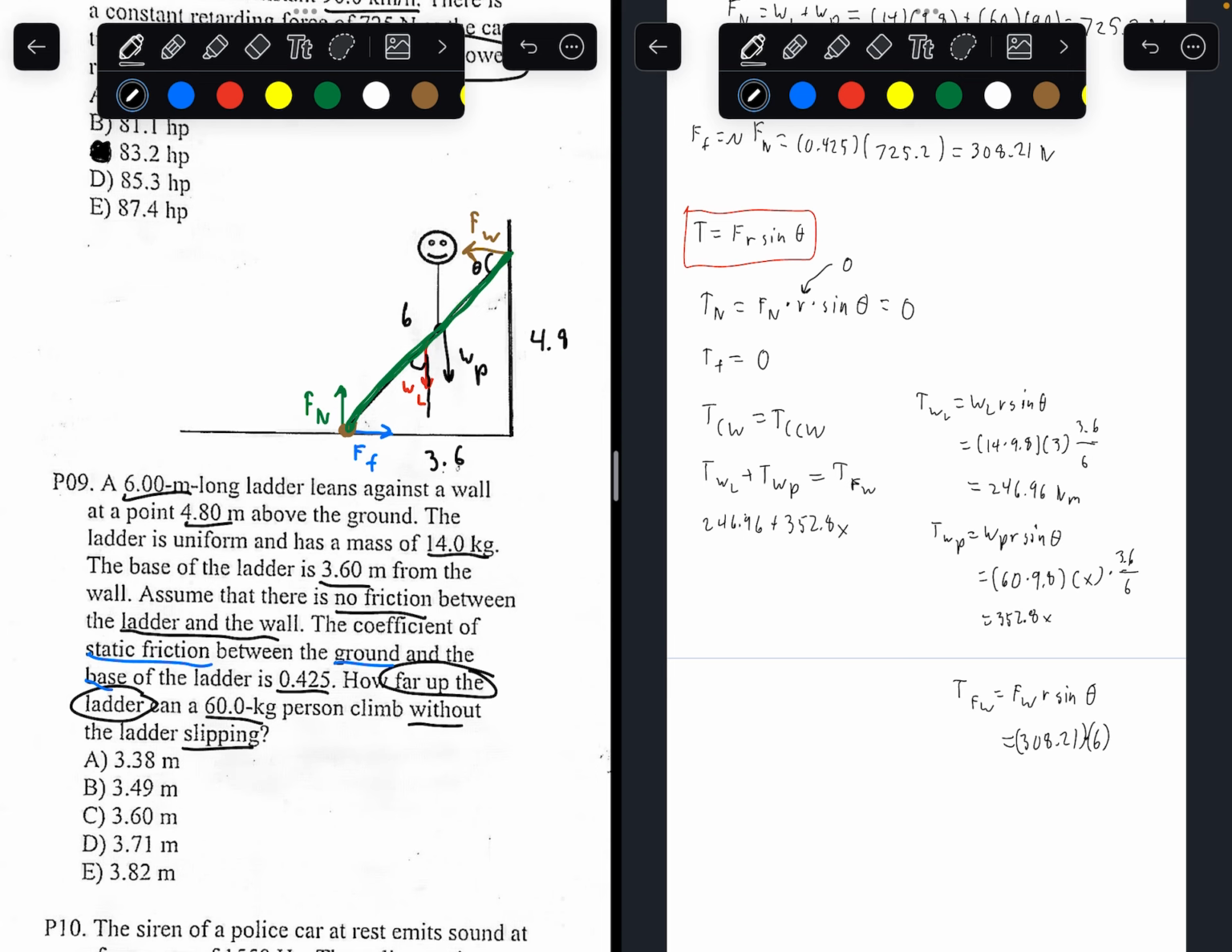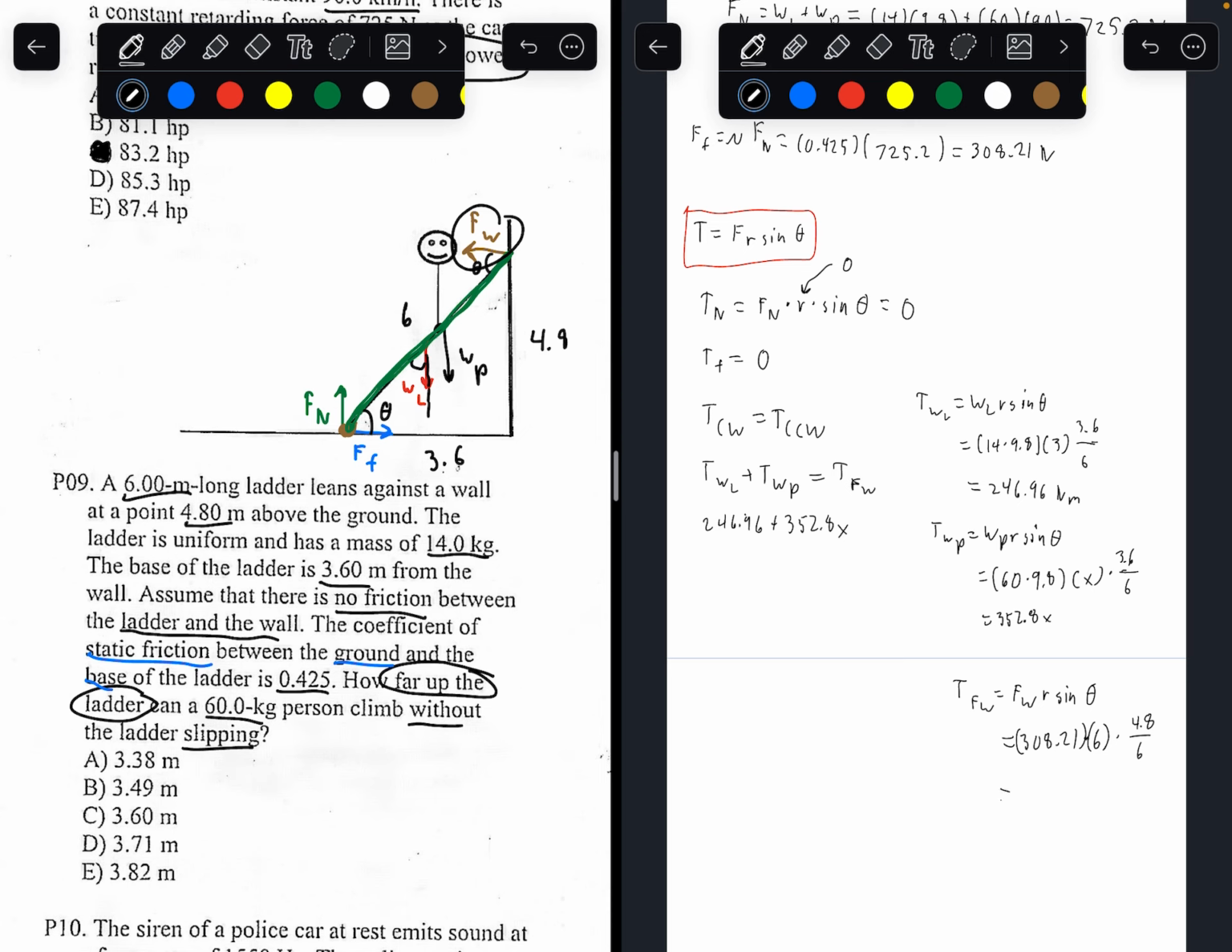This angle here will be theta. And because these two lines are parallel, we can use the alternating angles theorem from geometry to realize that this angle here is also equal to theta. And because we're trying to find sine of theta, sine is equal to opposite over hypotenuse. So that's 4.8 divided by 6. So you would get 308.21 times 6 times 4.8 divided by 6.